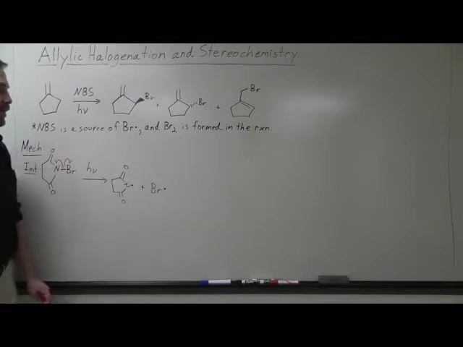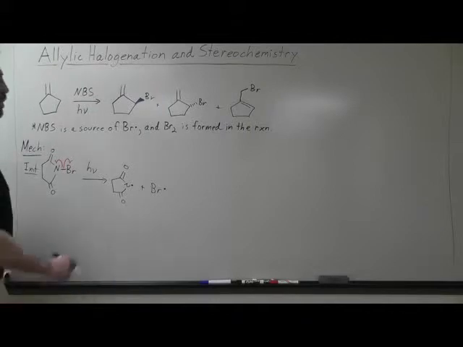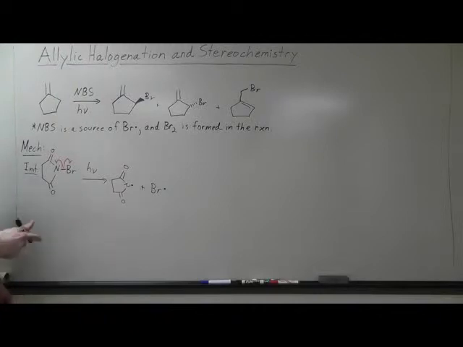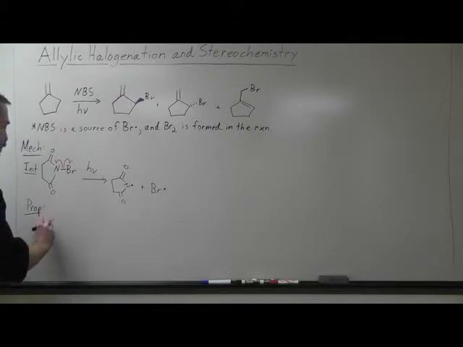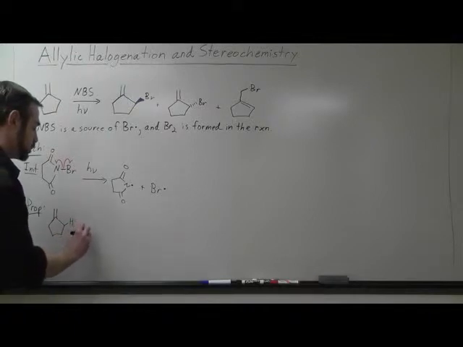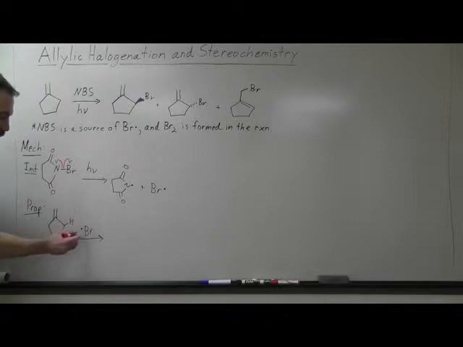And both of these are quite reactive. The succinimide radical is much more stable because it's actually resonance stabilized. So it's the bromine radical that's going to do most of the work here. When the bromine radical encounters our alkene, then it will abstract a hydrogen at the allylic position. And this will be a propagation step. We show this with our one-headed fishhook arrows.